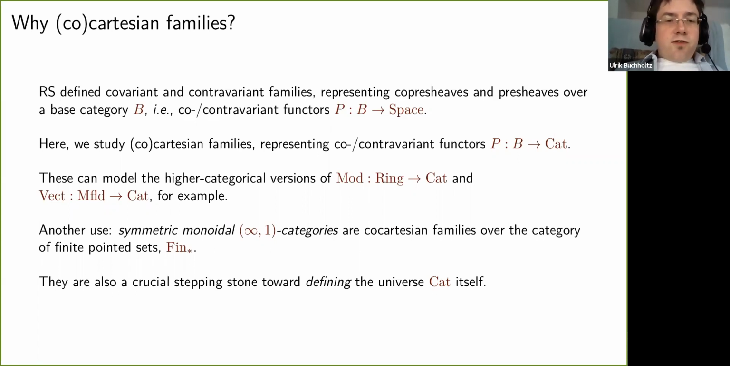Another use is that you can use co-Cartesian families to define other categorical notions. For instance, a symmetric monoidal infinity category is a co-Cartesian family over the base category of finite pointed sets. And parallel to the use of covariant families to define the universe of spaces as a category, you can use co-Cartesian families to define this universe Cat of categories and functors. So the infinity one category of infinity one categories. Okay, I'll return to this at the end.